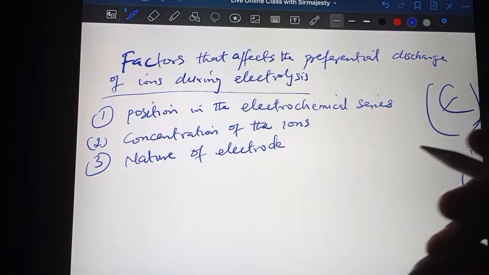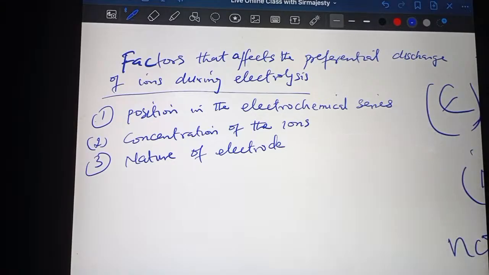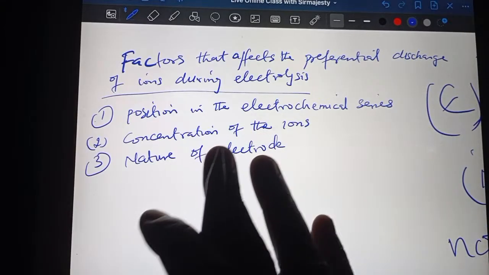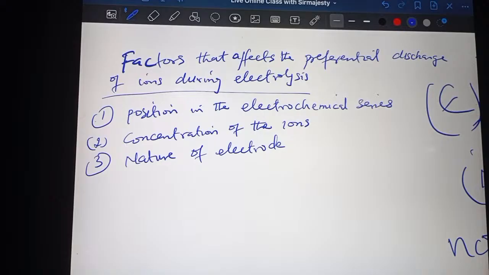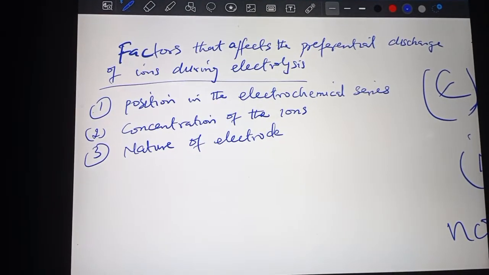Yeah. Nature of electrodes. These are the three factors that affect the preferential discharge of ions during electrolysis. I hope the person that asked the question is still online.